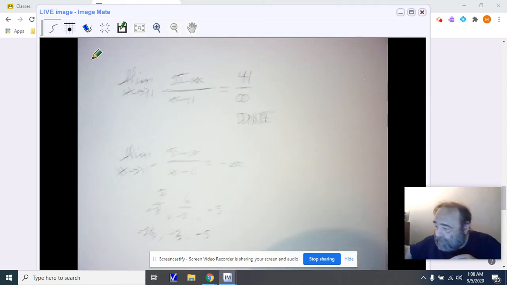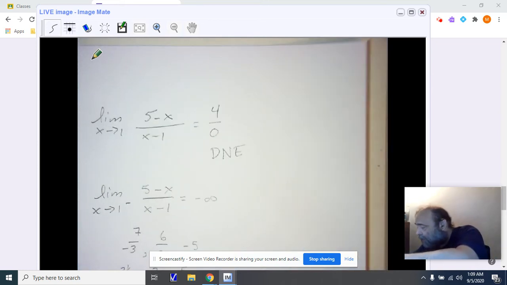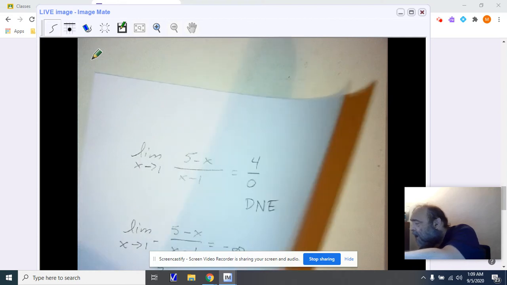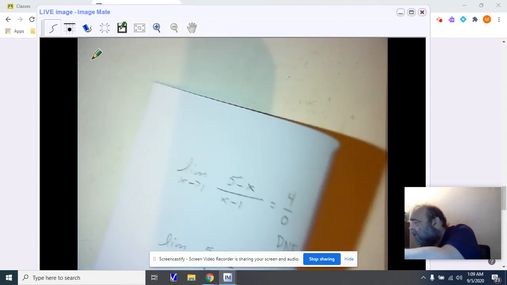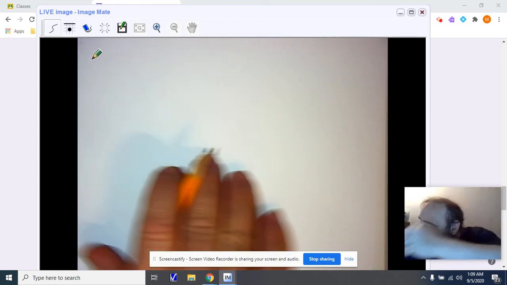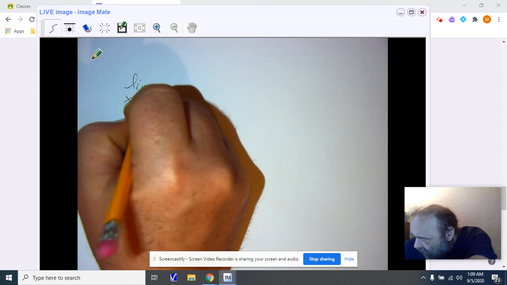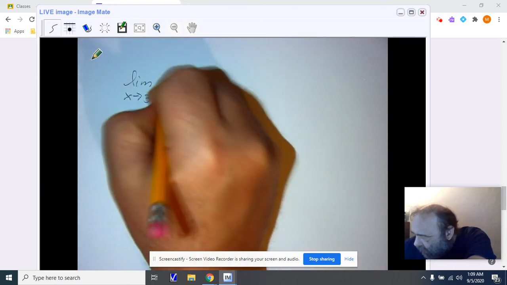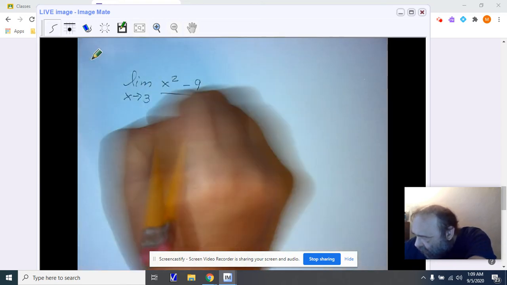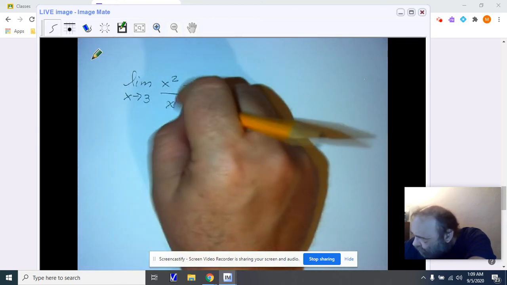Now, when you get a specific result such as 0/0, let's take a look at one. Let's take a look at the limit as x approaches 3 of (x squared minus 9) over (x plus 3). Let's do x minus 3.